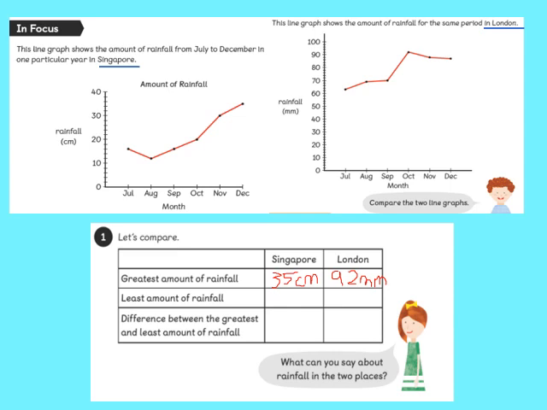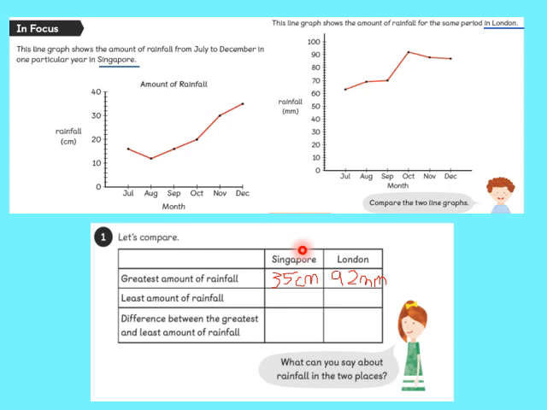Now, which is bigger, a centimetre or a millimetre? You're absolutely right. A centimetre is 10 times the size of a millimetre. So if we were comparing Singapore and London's greatest amount of rainfall, then we will need to think about that. So London had 92 millimetres, Singapore had 35 centimetres. Now I know that 35 centimetres is the same as 350 millimetres. So Singapore had more rainfall.